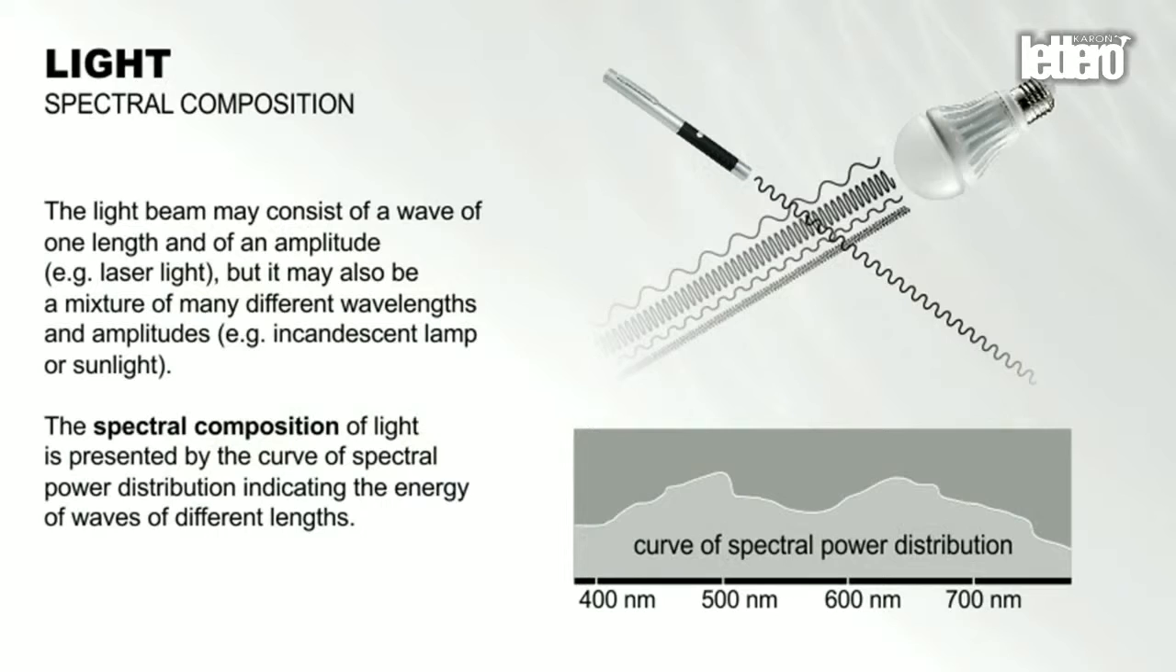While a light beam can consist of a wave with one length and amplitude, for example a laser light, it can also be a mixture of many waves of different lengths and amplitudes, for example an incandescent light or sunlight. The spectral composition of light is presented by the spectral power distribution curve, which indicates the energy of waves of different lengths.